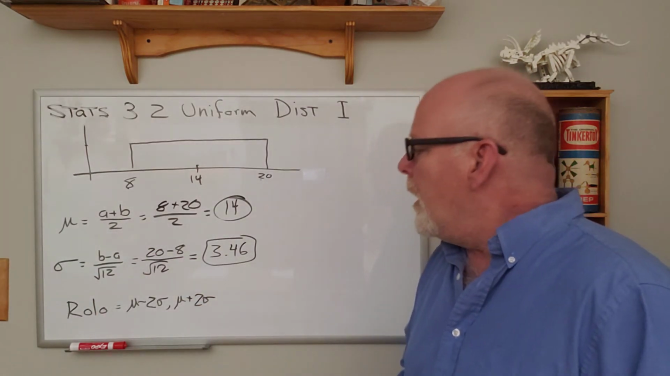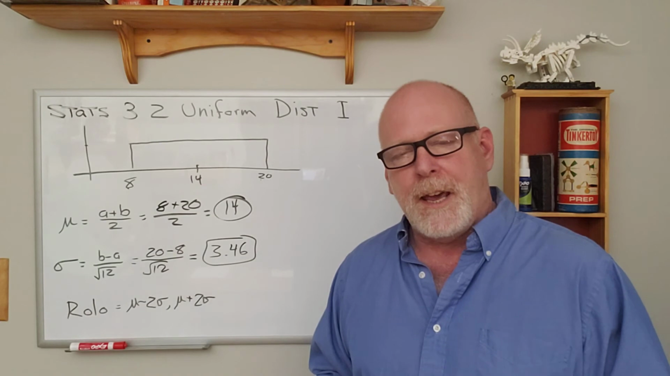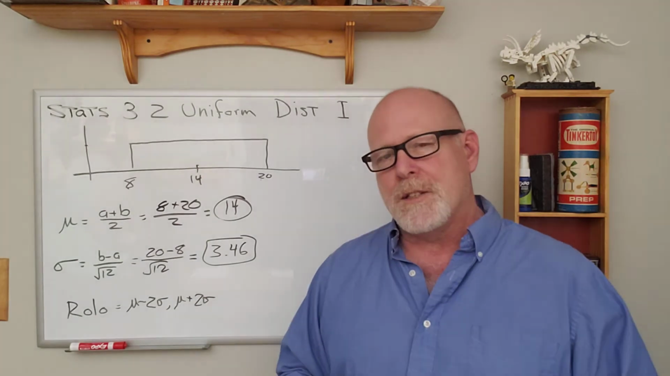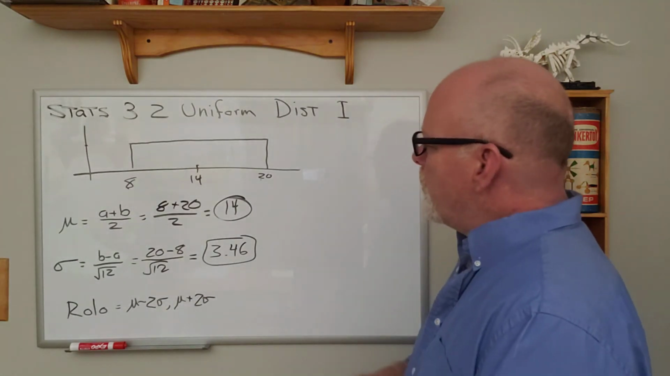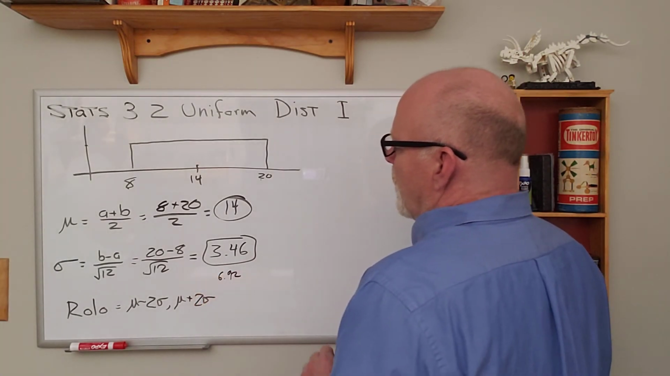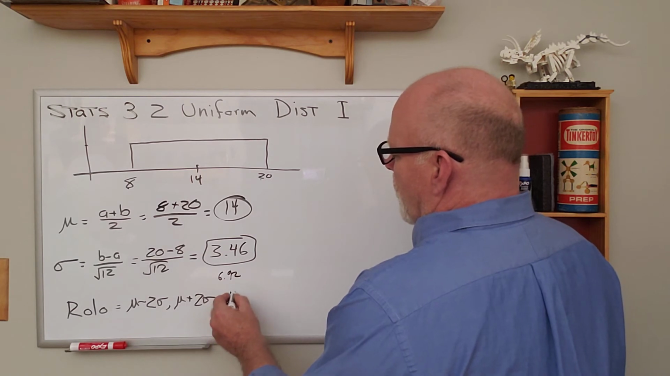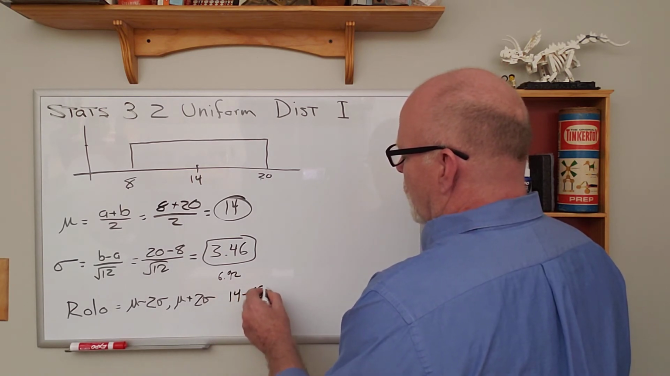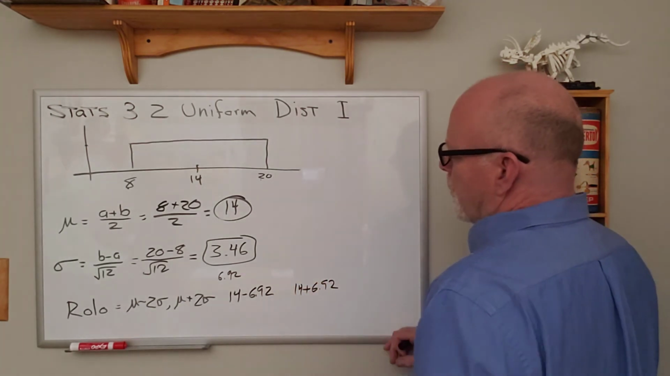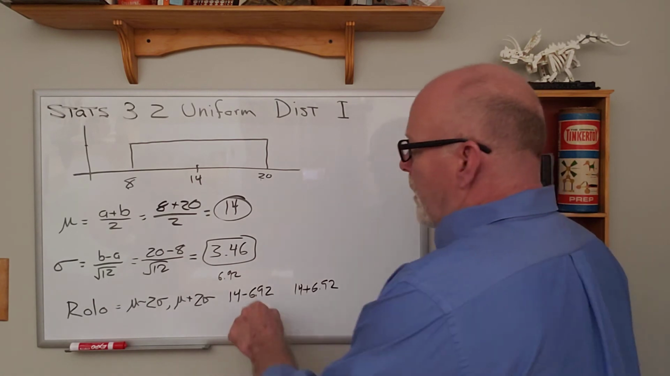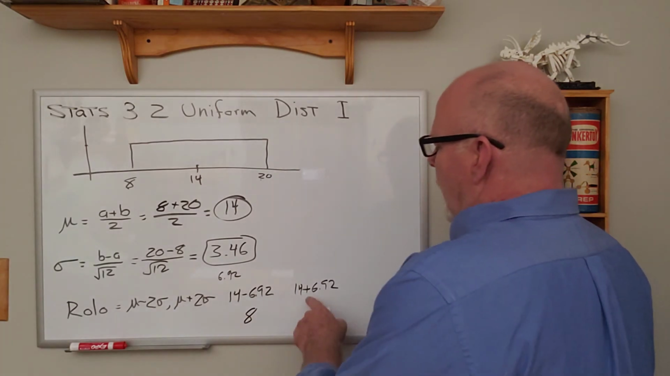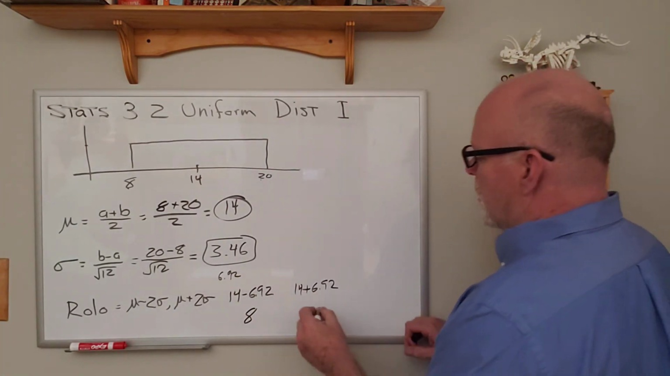And then a range of likely outcomes is always the same. We start with the mean, and we subtract twice the standard deviation from it, and we add twice the standard deviation to it. So here, let's double our standard deviation, right? That'll give us 6.92. We would do 14 minus 6.92, and 14 plus 6.92. And this is always going to work out this way. This is going to be a little bit less than 8, so let's round it to the 8. And this is going to be a little bit more than 20, so let's round it to 20.